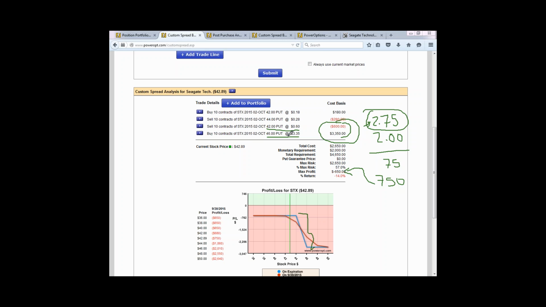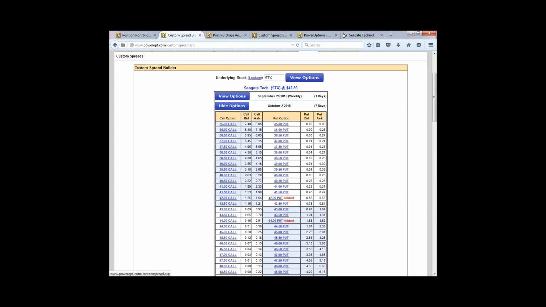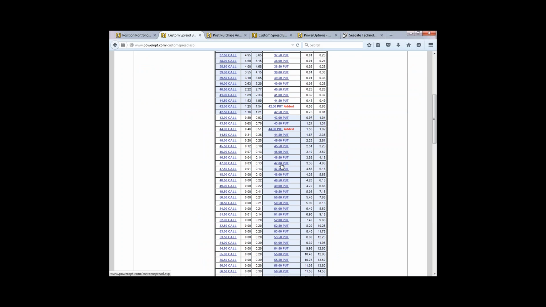Could we go higher and maybe try a 5-point spread? We could. I don't know if that's going to work either, but let's go ahead and do it. Instead of buying the 46 at 335, let's go to October 2nd again. Let's try to buy that 47 put.